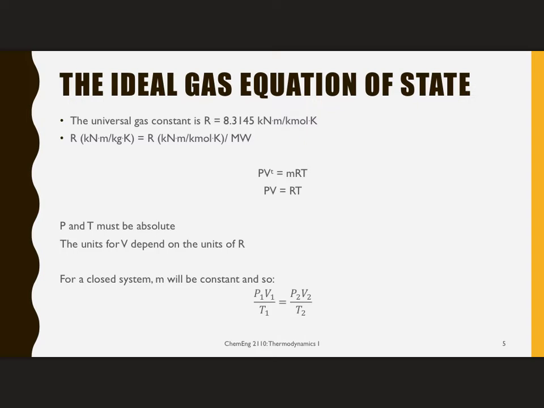One of the nice things to do with this is to consider a closed system. In that case, pressure times total volume over temperature will be a constant because mass is a constant and the gas constant is a constant. So therefore, P1 V1 over T1 would be equal to P2 V2 over T2 at state 2. These are useful equations, and we've experienced using all of these.